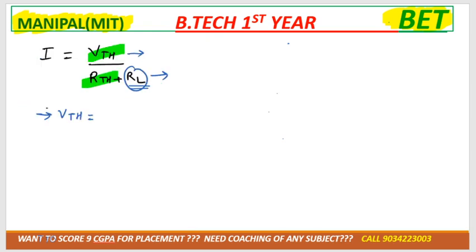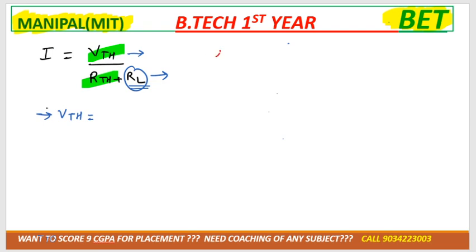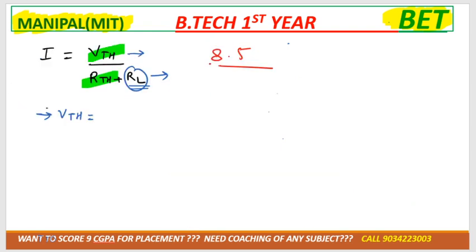Now finally we got the value for VTH and we got the value for RTH. VTH we got as 8.5, right? And RTH, after solving this, we get 5 ohm. So RL is already given as 6 ohm. We can solve it and we'll get the value for current, which is 0.772 ampere. This is how we can do the question of Thevenin theorem.